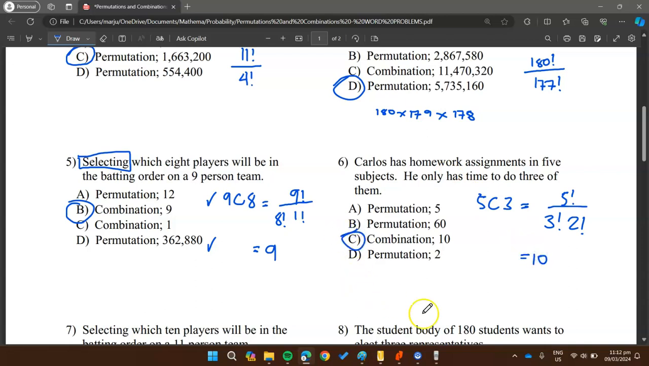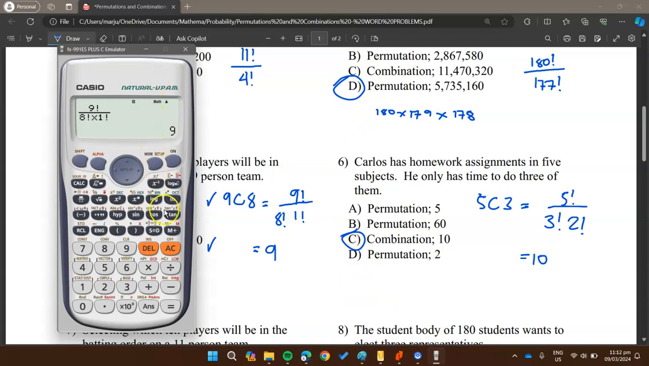Letter C. Let's try to recheck. We have 5 factorial over 3 factorial times 2 factorial. Again, that will give us 10. Or you can also do it this way, 5 combination 3. Again, this will give you 10 possible ways.